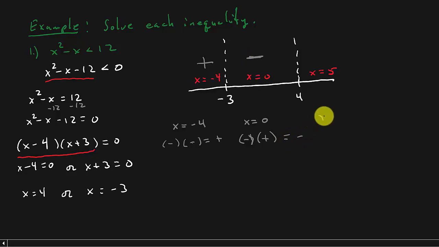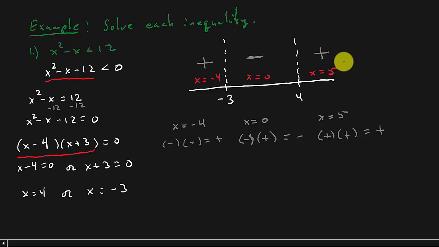And then for the x equal 5, well, if I plug the 5 in here, 5 minus 4 is 1. That's positive. And then 5 plus 3 is 8, which is positive. And a positive times a positive is positive. And so that would make anything in here positive.